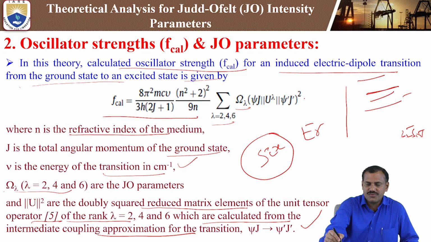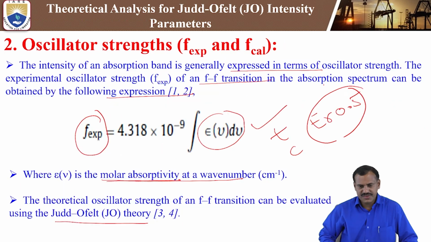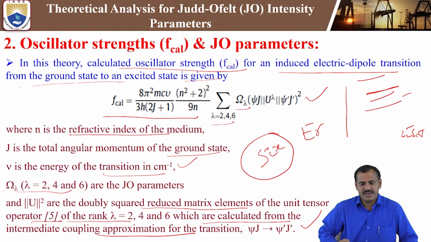By using this formula, we are calculating the F calculated. In the previous formula, we calculated the F experimental value. So we calculate F experimental and F calculated by using these two formulas, and we get the oscillator strengths. By using these two values, we need to calculate the omega parameters, that is omega 2, omega 4, omega 6 values.